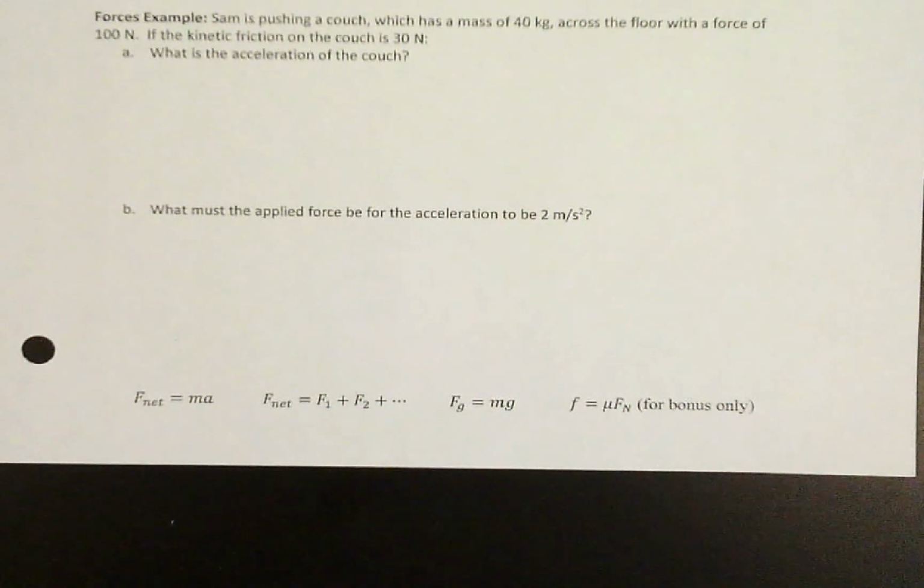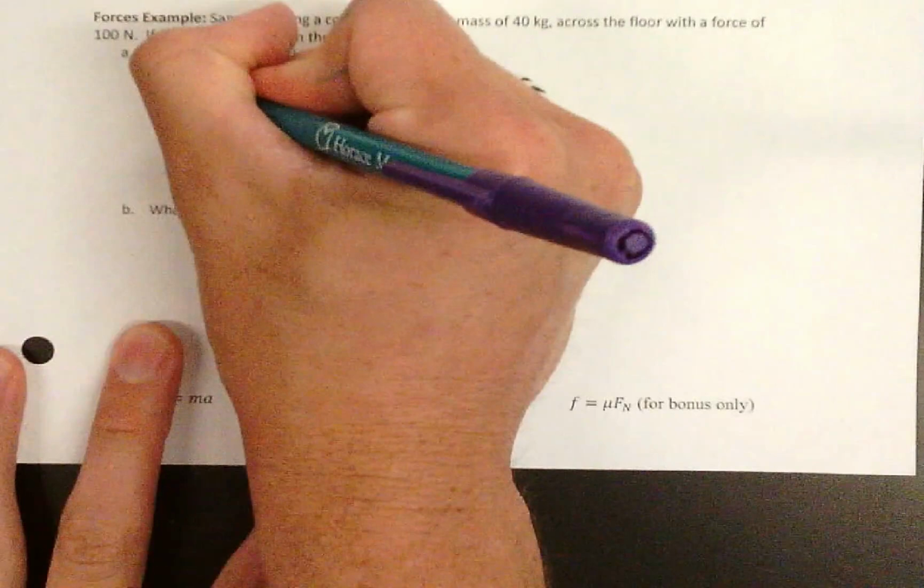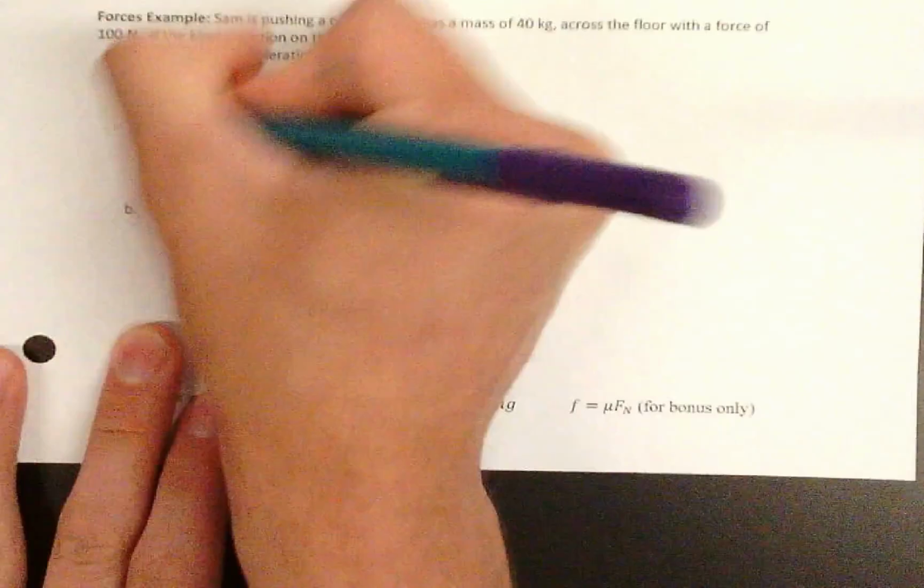Okay, let's start with A. So the first thing I need to do is draw a diagram. So I'm drawing a couch, a very convincing one if I do say so myself. Draw Sam.